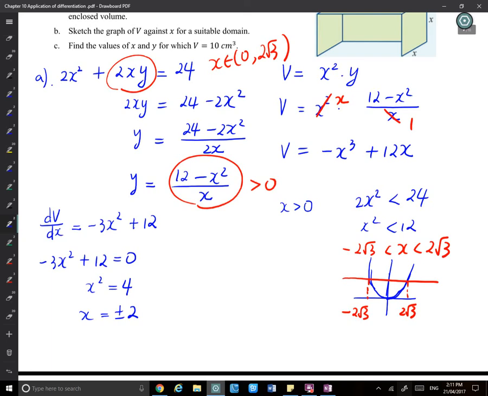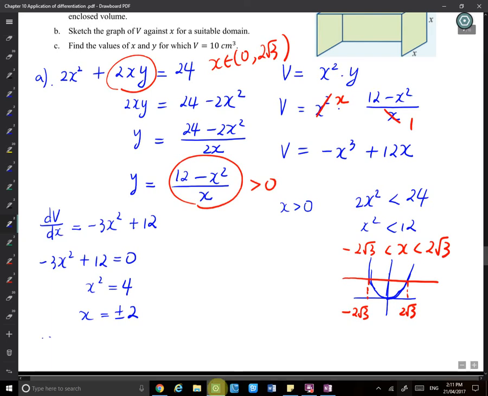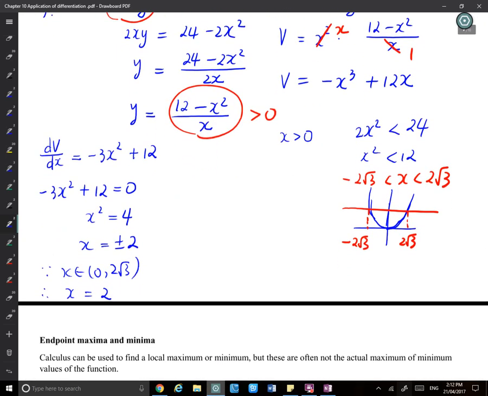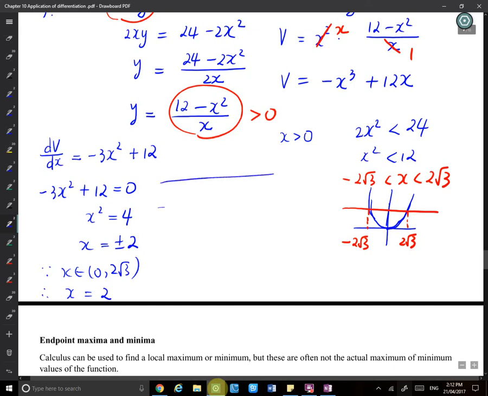If x is plus or minus 2, it can't be minus 2, because x belongs to 0 to 2 root 3, so x needs to be positive 2. And you don't know whether it's the maximum, minimum or a point of inflection. You need to test for that.